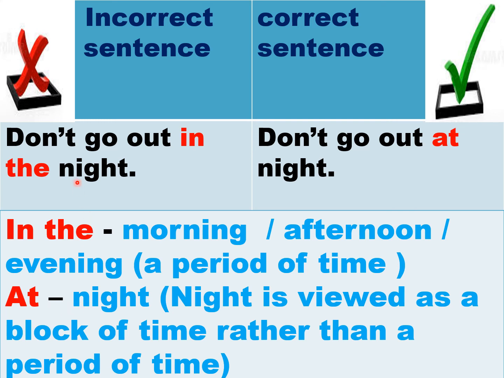See the sentence, don't go out in the night is wrong. Instead of in the, we must use the preposition at. Don't go out at night. Because night is viewed as a block of time rather than a period of time. Usually we sleep at night. So for night, we use the preposition at.